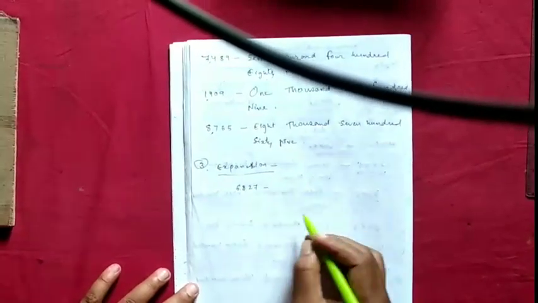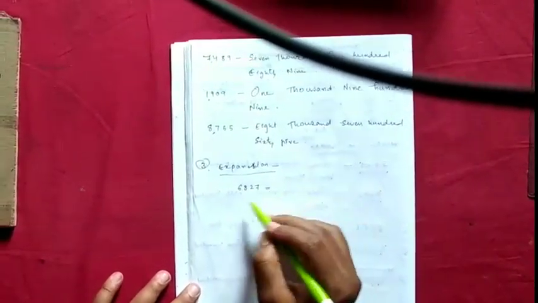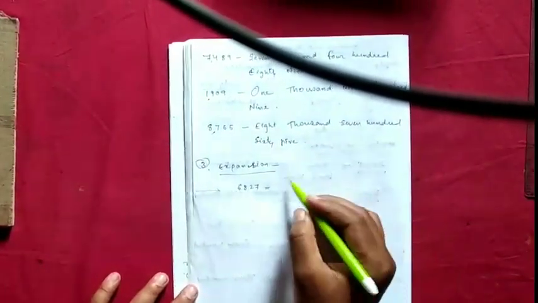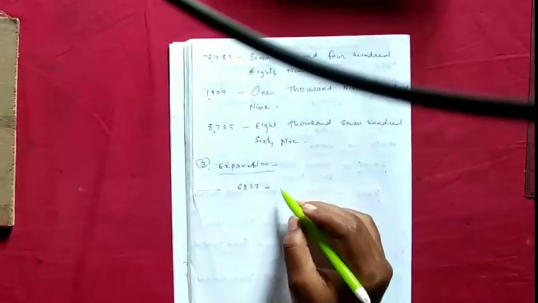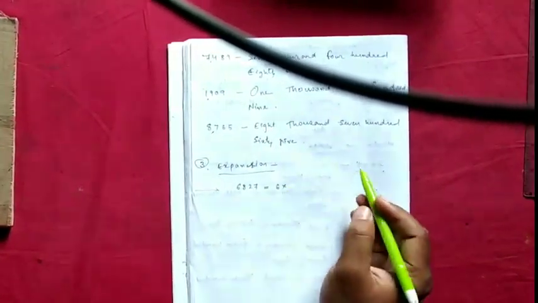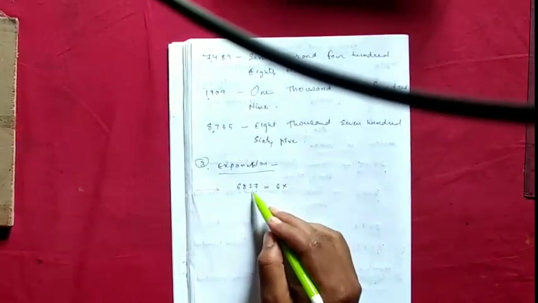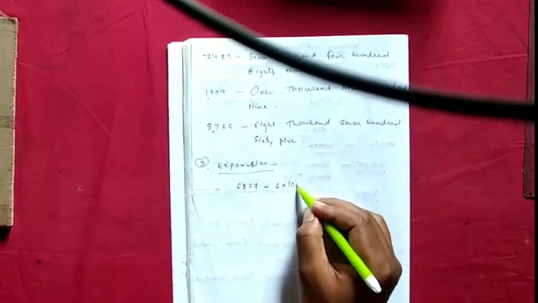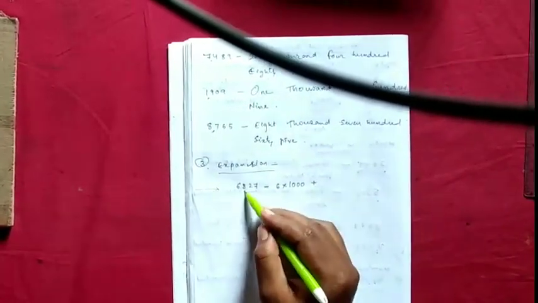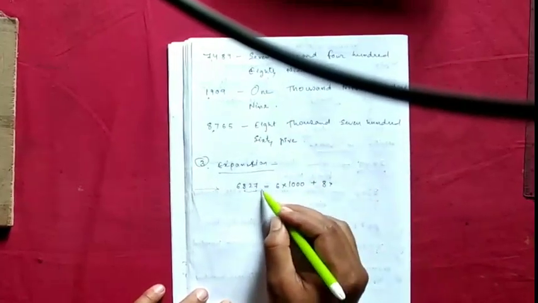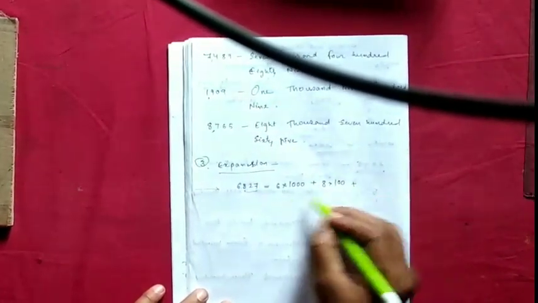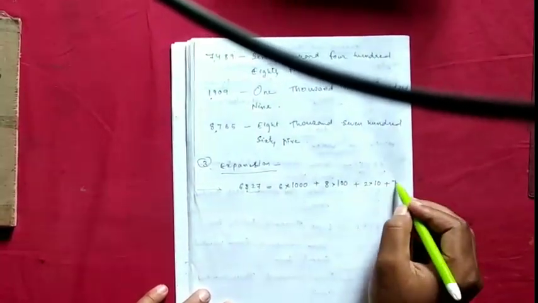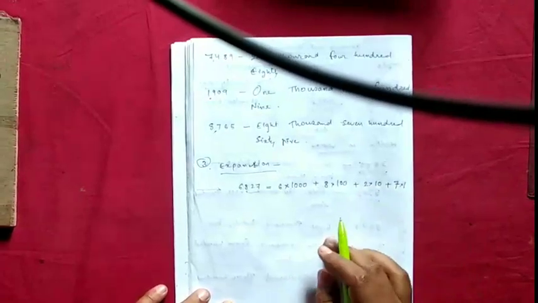6827. It means how to write it in expanded form. Starting from the left side, 6 into how many numbers are there? 8, 2, 7, 3 numbers are there, so 6 into 1000, plus 8 into 100, plus 2 into 10, plus 7 into 1. There are no numbers after it, so 7 into only 1.